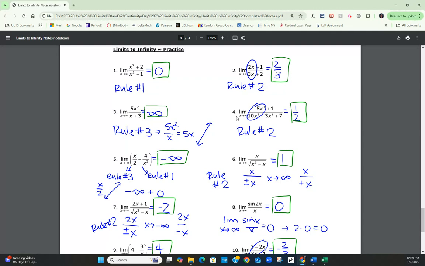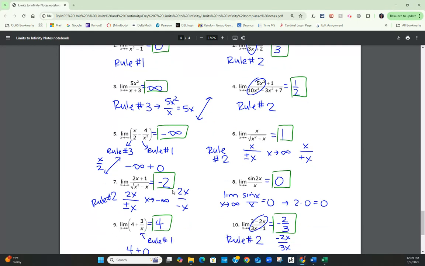Number 4. This is a rule 2. The degree of the numerator is equal to the degree of the denominator. So I isolate those terms. That simplifies to 1/2. That's my limit. For number 5, you could make it more complicated and find a common denominator and subtract to get a single fraction, and then it would just be one rule. Or you can separate the two fractions into separate rules.